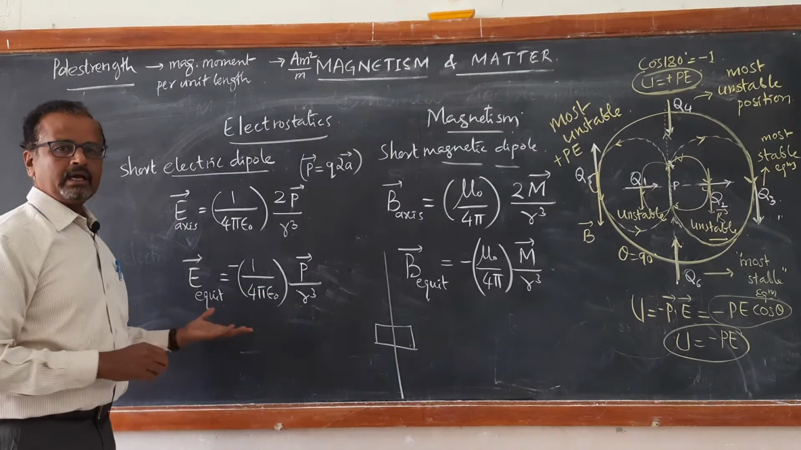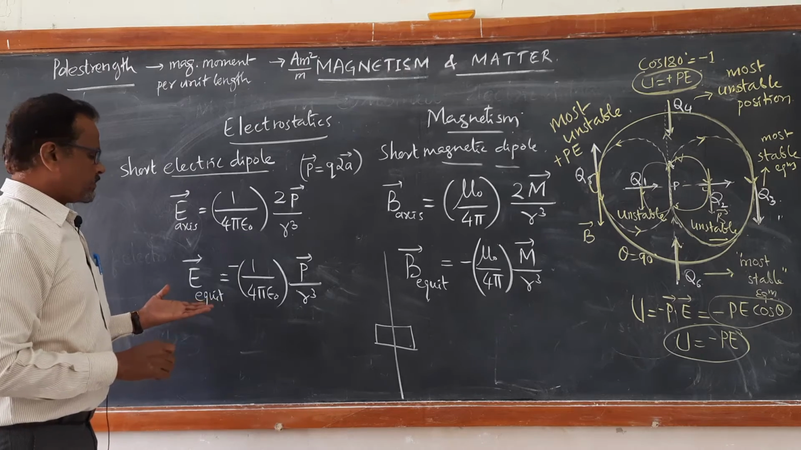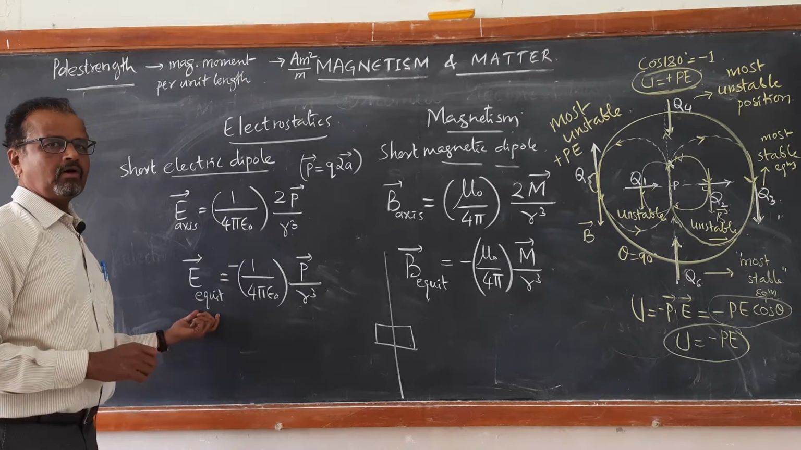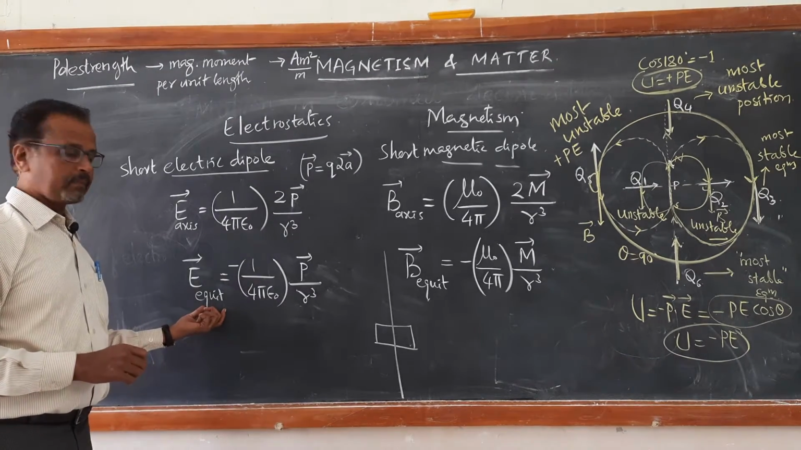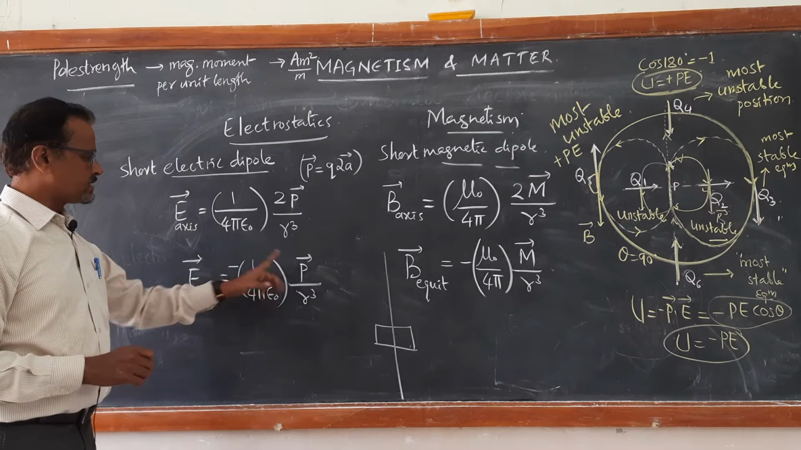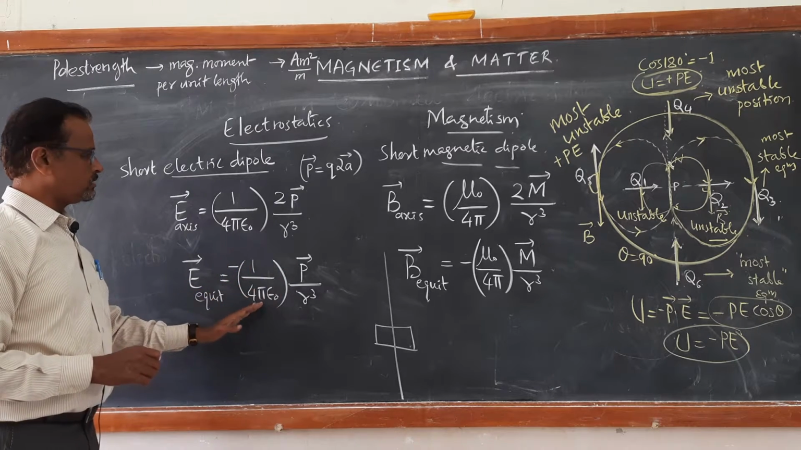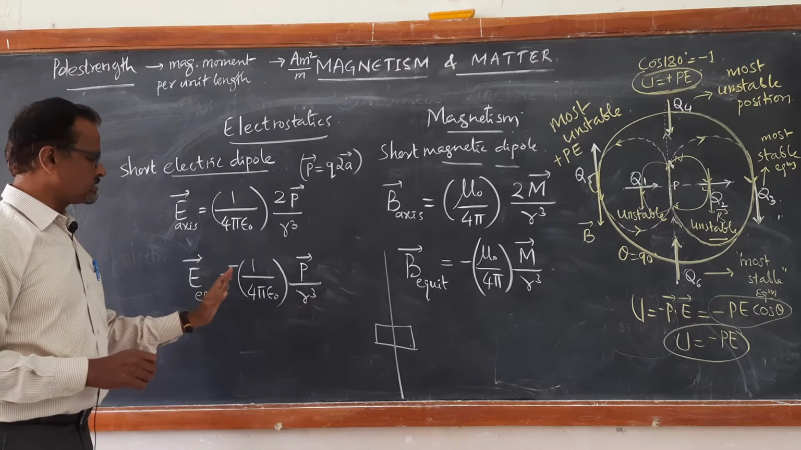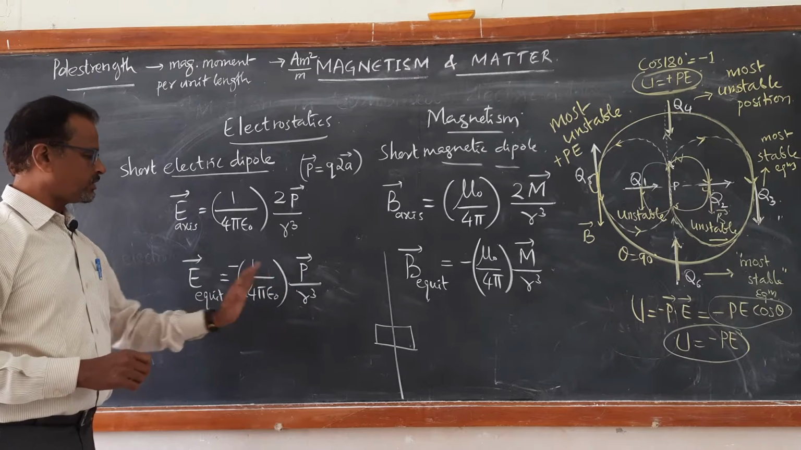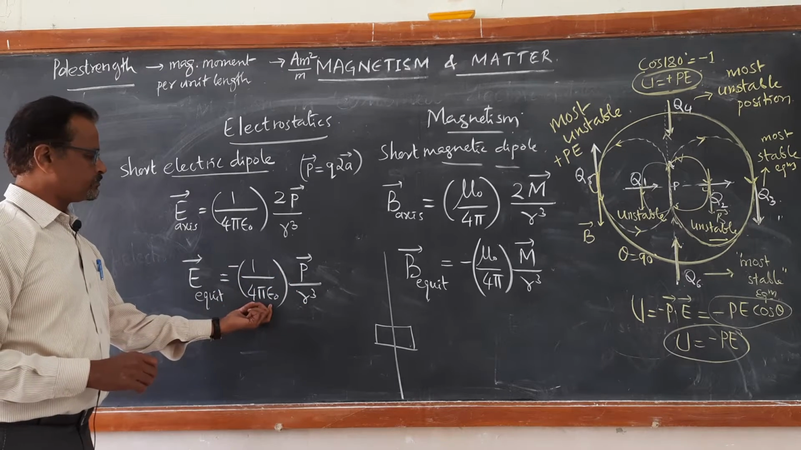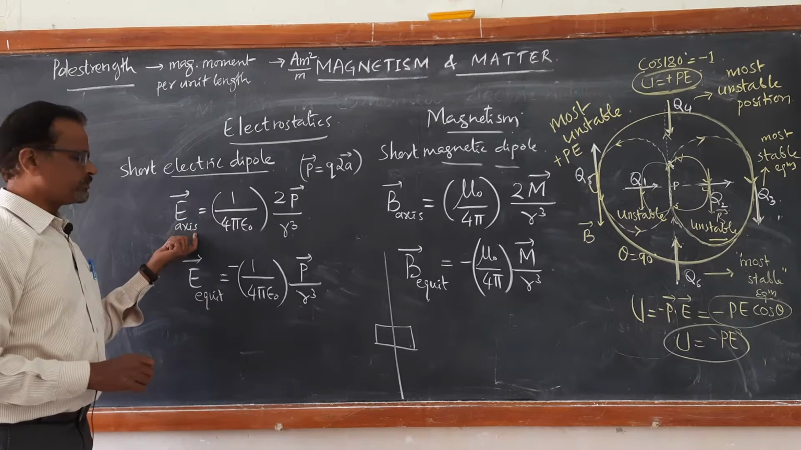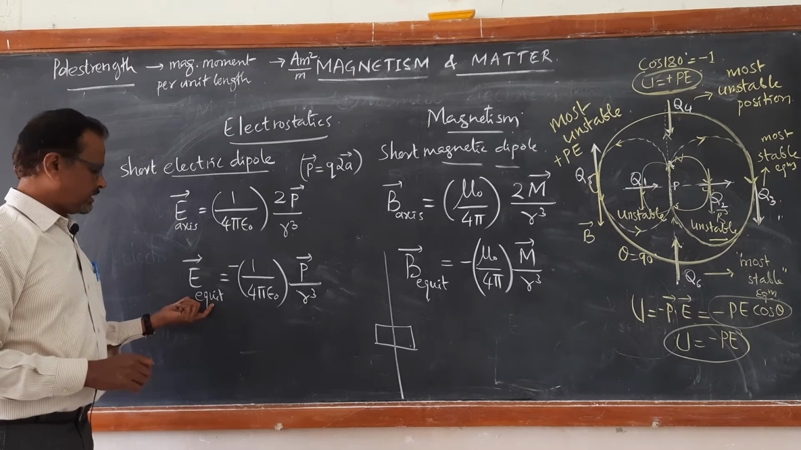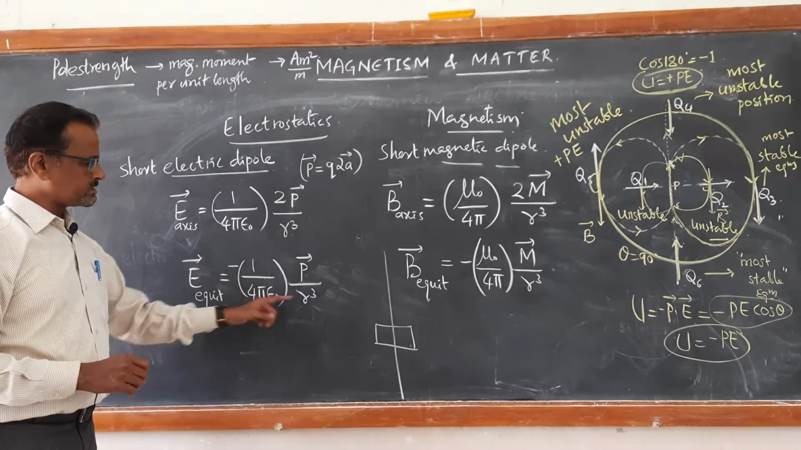In the same way, the electric field perpendicular to the axis through its midpoint is called the electric field on the equatorial line. It is found by the same equation, 1 upon 4 pi epsilon naught. Instead of 2, here it will be only 1, p upon r cube, but it is negative: minus p vector upon r cube with the same constant, right. So, we have seen that the magnitude of the electric field along the axis is 2 times the magnitude of the electric field along the equatorial plane at the same distance r.